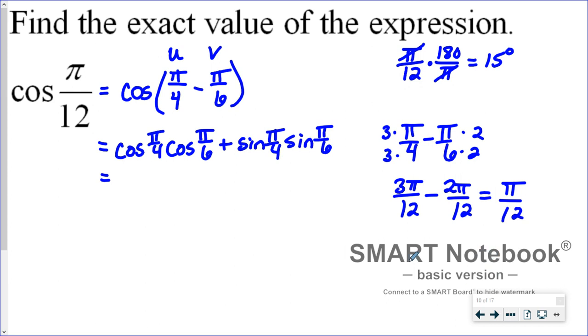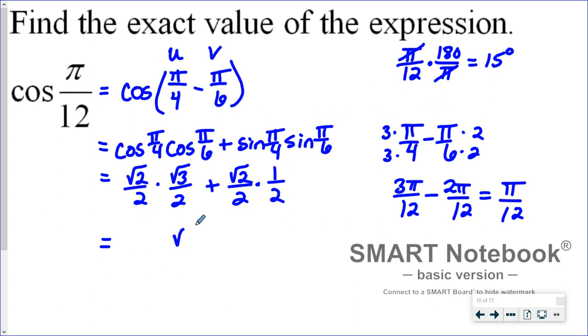Not a problem. All right, so here we're going to say, cosine of pi over 4 is square root of 2 over 2, and cosine of pi over 6 is square root of 3 over 2. Sine of pi over 4 is square root of 2 over 2, and sine of pi over 6 is 1/2. I'll just go ahead and combine these into one, since they're going to have common denominators anyway. This is going to be the square root of 6 plus the square root of 2 all over 4.